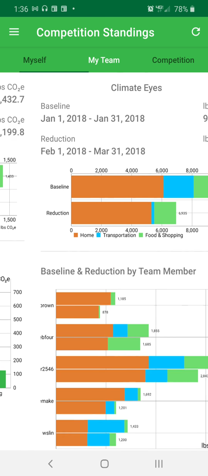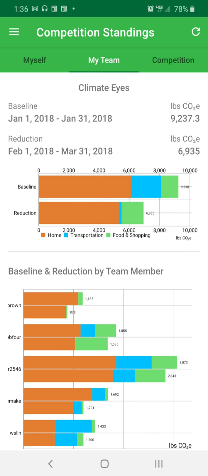So how was his team doing overall? Again, the same time period for the baseline, that 1 month in January, followed by 2 months of February and March. And his team actually was even more successful in reducing their carbon footprint because you can see that the upper bar is longer than the bar below it, just as a team.